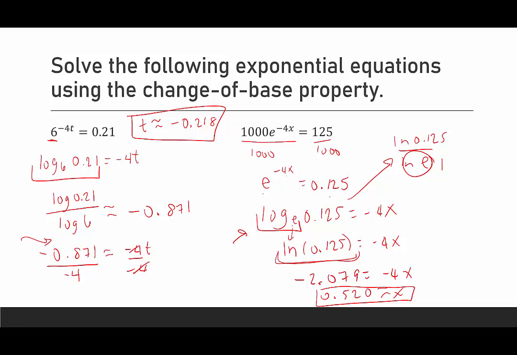That's what ln stands for, is log base e. And then once you have natural log, that's a key on your calculator, you can just plug that right in, and we can not worry about this step here. But of course, if you do this step, that's totally fine. You'll still end up with the same answer. So this has been looking at the change of base property.